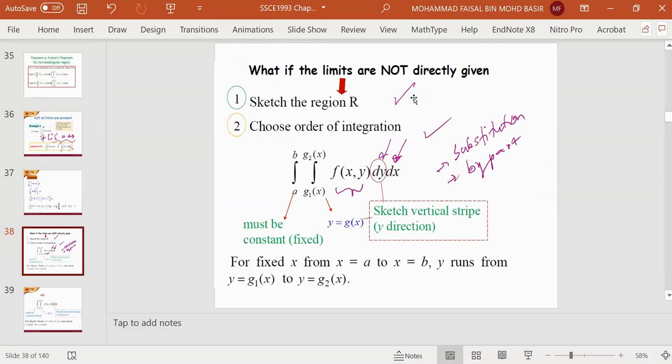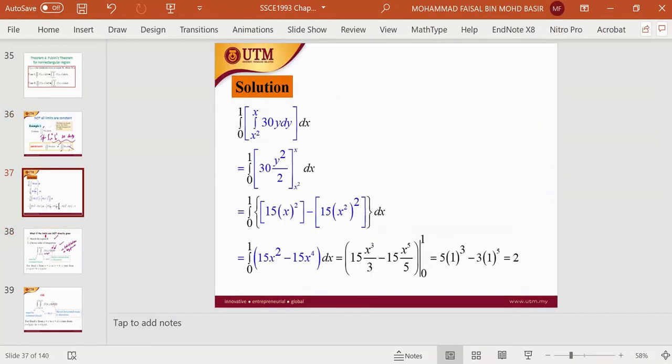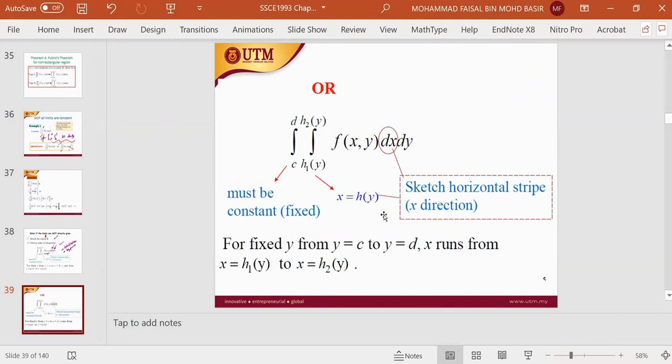Okay, if the limit is not relevant, you have to sketch the region. Remember, for every chapter here, you have to sketch. If you sketch, you will get an extra mark. Okay. Choose the order. This is type 1. For integration, make sure you know how to integrate tangent, hyperbolic tangent, and everything, because you have learned this before. Okay, this is for vertical strip. So remember, not always you have to draw vertical strip. You see whether the function is easy to integrate or not. Okay, so vertical strip means your y will be a function of x, or horizontal strip means your x will be a function of y. Sorry, horizontal strip.